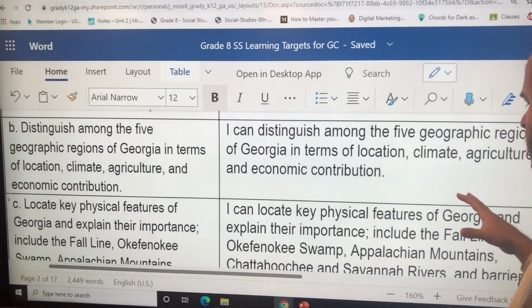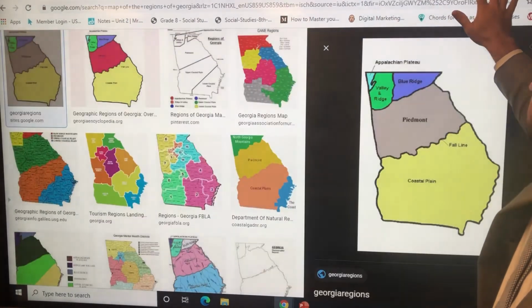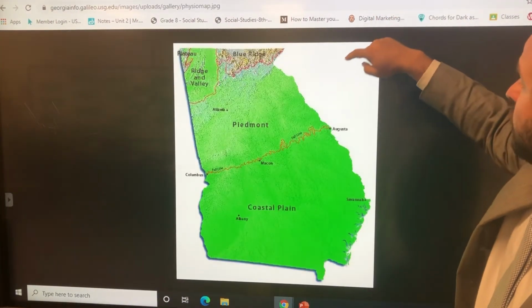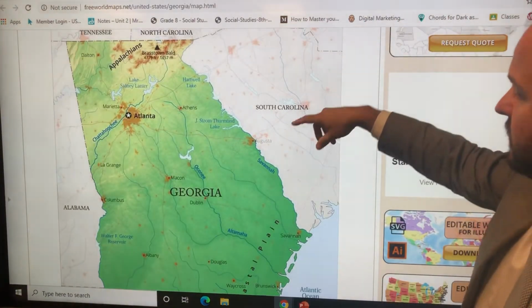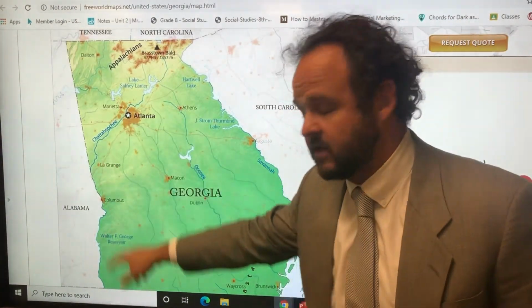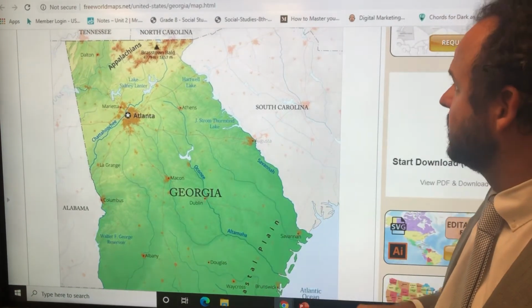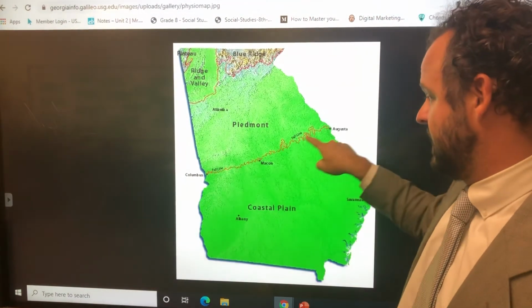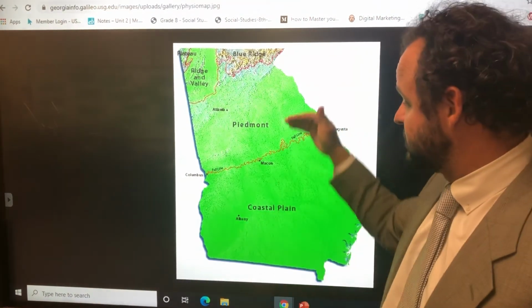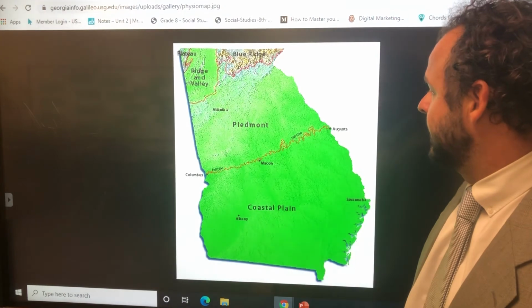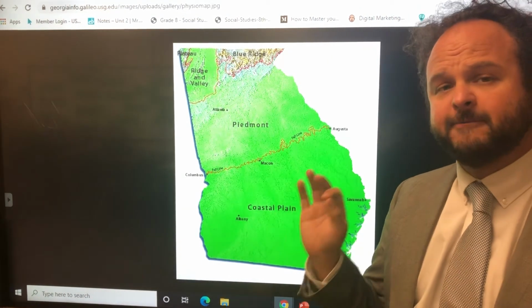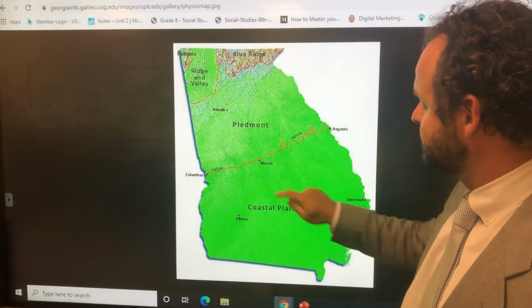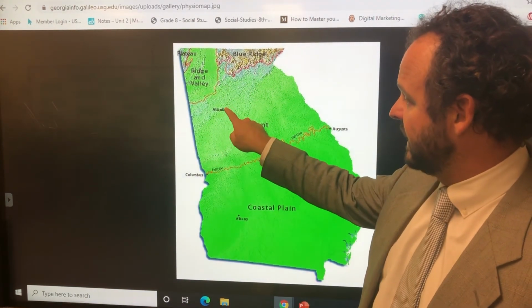You have to know where these regions are. You've got to know where the important rivers are. There's only two, the Savannah River and the Chattahoochee River. Pretty self-explanatory. You also have to be able to tell us where the Fall Line is, and that's not a river, that's just a change in elevation. And you need to tell us where a few very important cities are. So Savannah, of course, Augusta, Macon, Columbus, Atlanta.